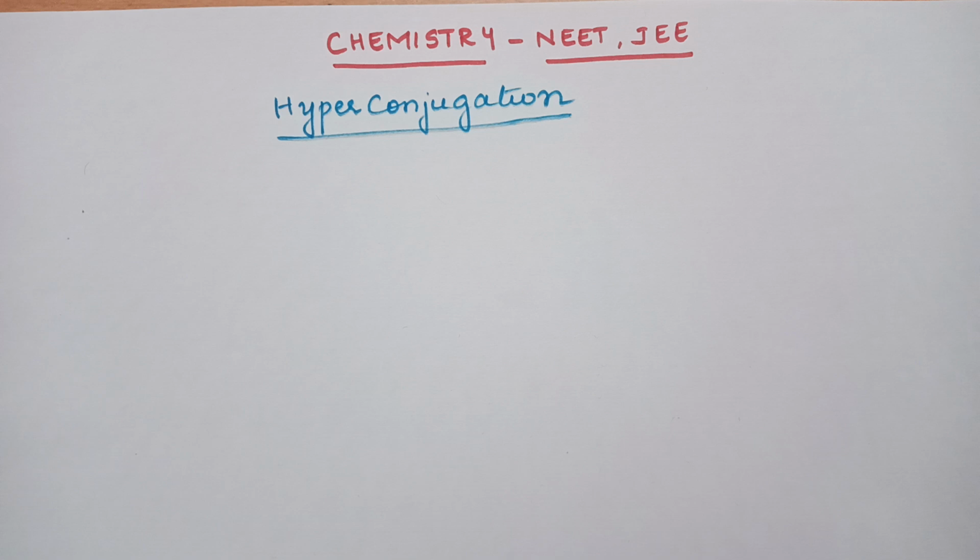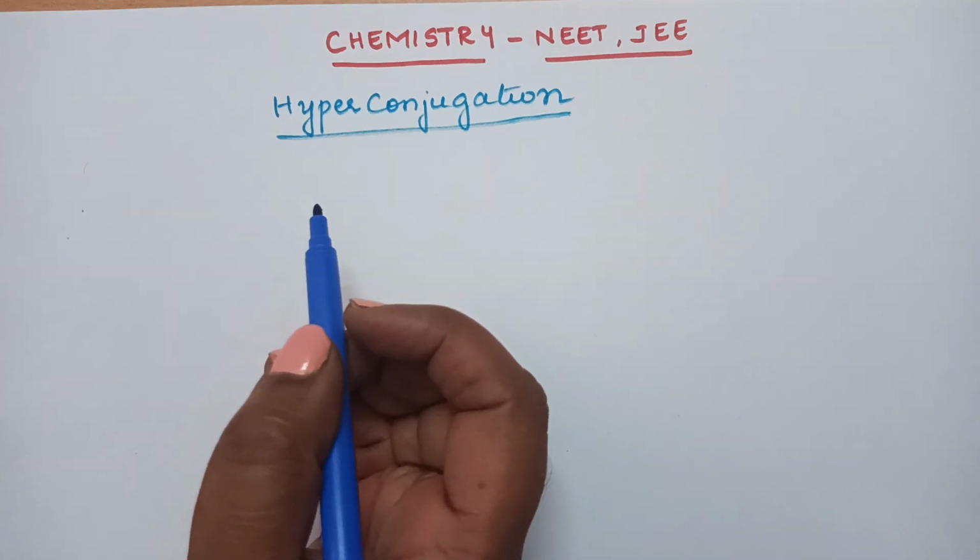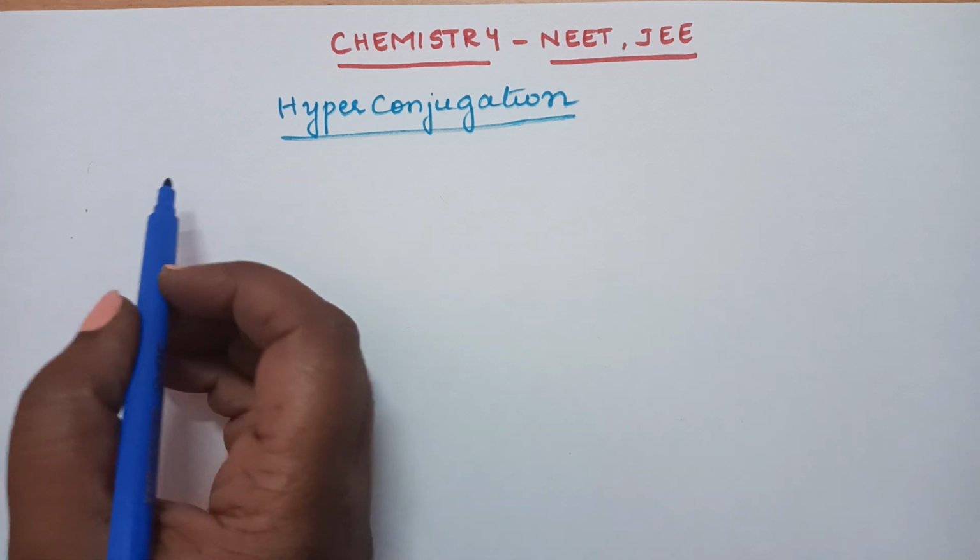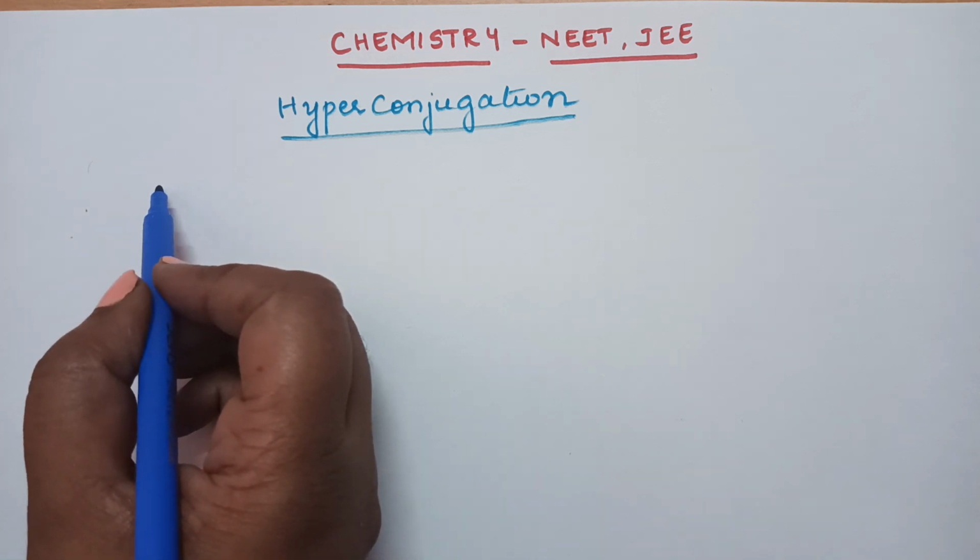Students, last class we studied what is hyperconjugation and what is alpha hydrogen atom. So in this video, when two structures are given showing hyperconjugation, which is more stable, we are going to learn in this video. So students, to find out the stability of the structure, you have to remember these 3 points.